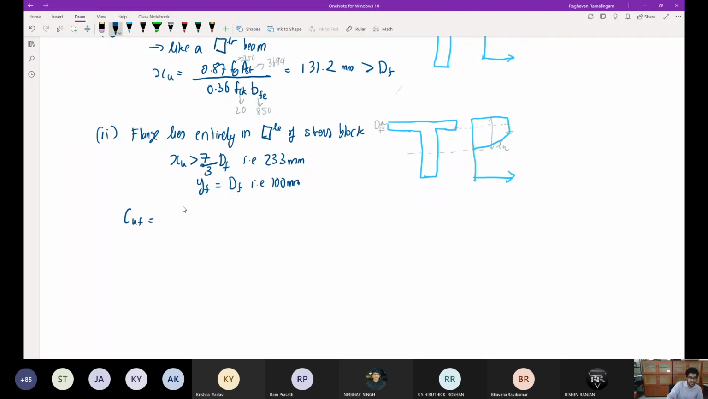So CUF, which means the compression force in the flange, will be 0.36 FCK B into XU. I will leave it at B. You have to tell me what B it is. And CUW equals, it will not be 0.36, it will be some other number, and there will be B something here times YF. Now question is, what B is this? Is this BF or BW, or is it entirely B? What should be the subscript here?